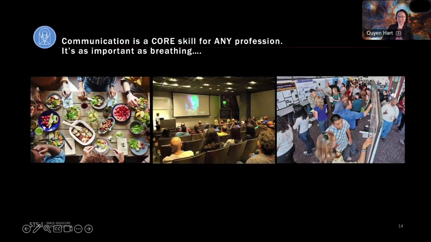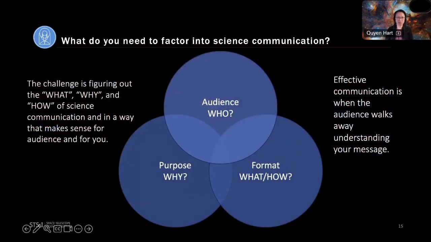So communication. I'm going to talk to you a little bit about the communication piece. It's a core skill for any profession, including for us as astronomers. It's as important as breathing. We do this all the time, whether it's at the dinner table with your family, whether you're in an auditorium giving a science talk or a public talk, or if you're at a science conference. And so the question here is, what do you need to factor in to do the science communication? That's the challenge, is figuring out the what, the why, the how of it, and in a way that makes sense for you and the audience, right?